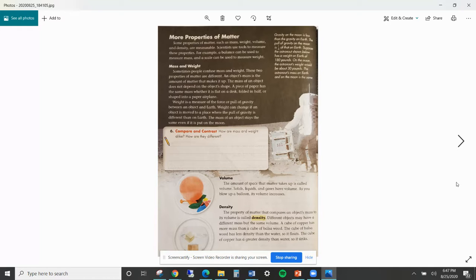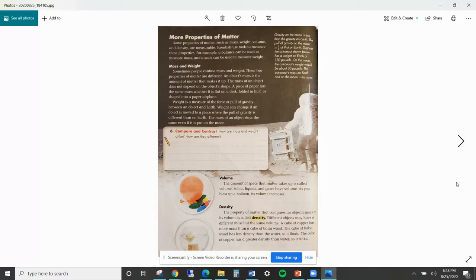For today, you're going to have two questions, and I want you to write in complete sentences. You have to write in complete sentences to get credit. Your question is going to be to compare and contrast. How are mass and weight alike? And how are they different? So you have to write a full sentence.